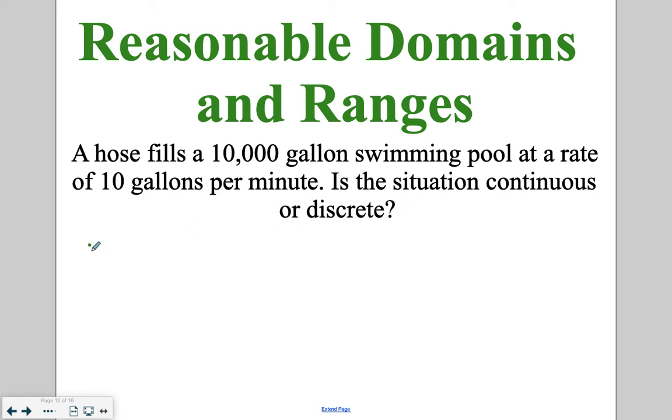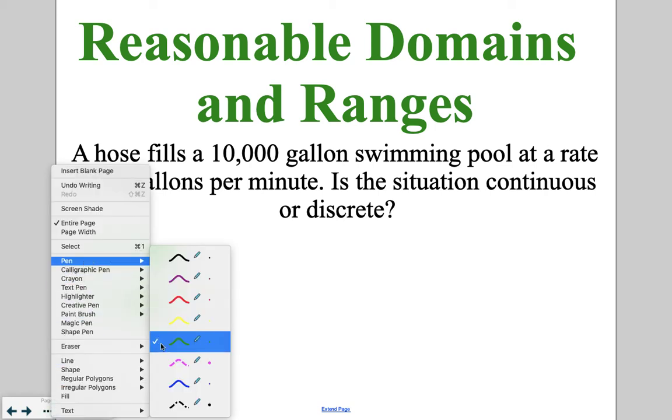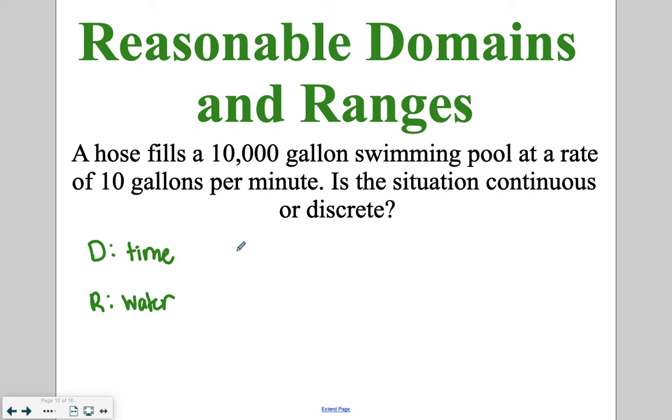In this case, what is changing, our domain, is going to be the amount of time. Over the course of time, the pool is going to get more and more full. It's not that the pool filling up makes time pass, it's that time passing makes the pool fill. So you want to always first think about what is your domain and what is your range. Next, you're going to want to determine what values make sense for that. So this is the reasonable part. For our domain, we're talking about filling a swimming pool.